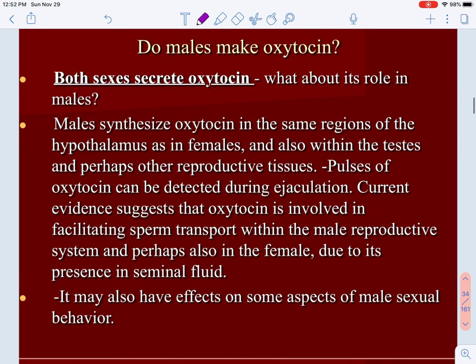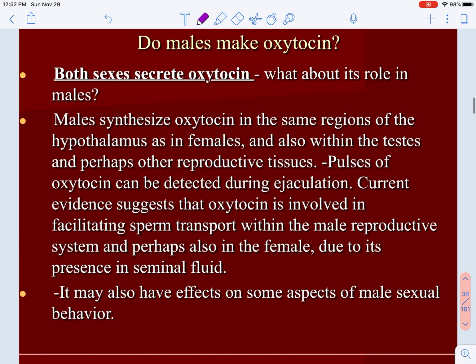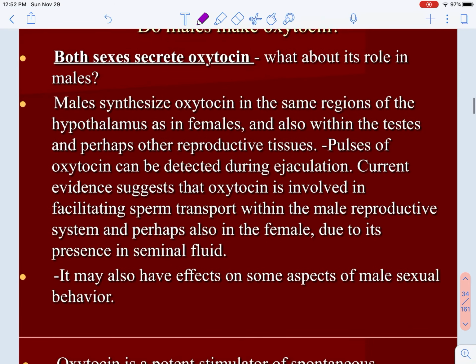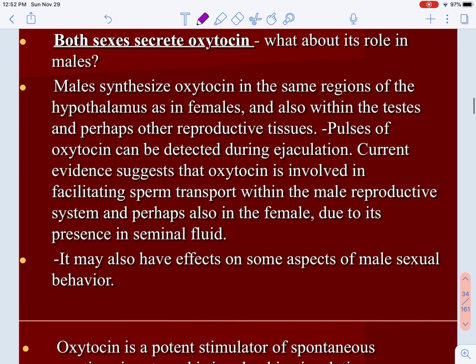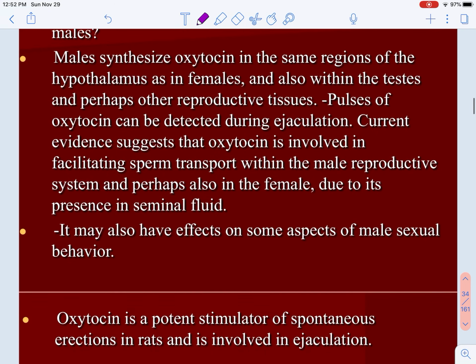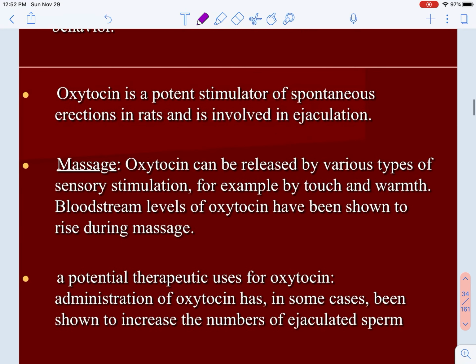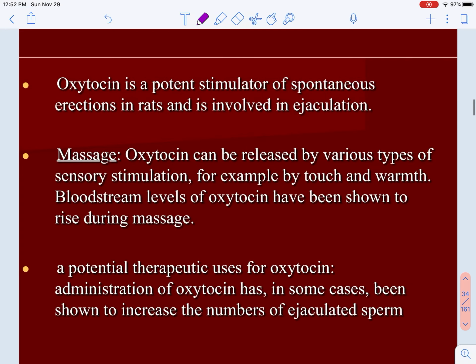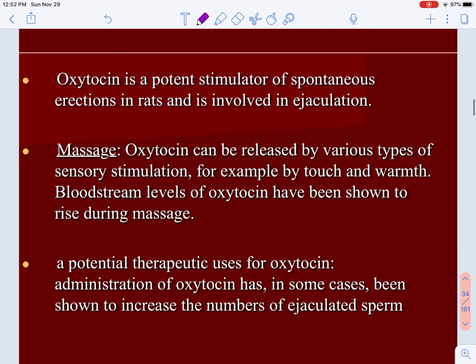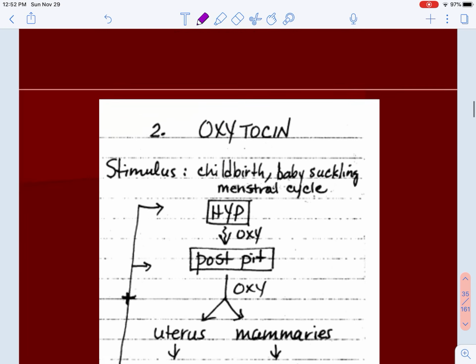Just a fun fact: males, even though they don't have a uterus, do make some oxytocin for other things, like helping sperm be transported through the male reproductive system. And some interesting little trivia here that you can check out.